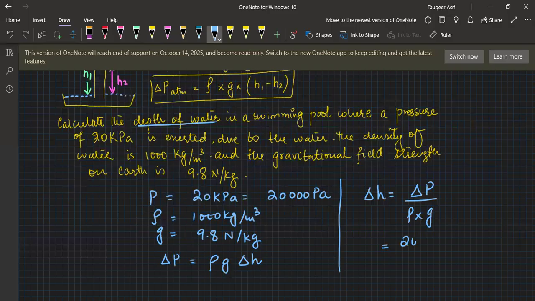So the pressure is 20,000 divided by the density, 1,000, times the strength of gravity, 9.8. So it's going to be how much? 20 by 9.8, right? How much should be the answer? It's going to be approximately 2, I think. 2.04 meters is going to be the height that is changed due to this pressure.